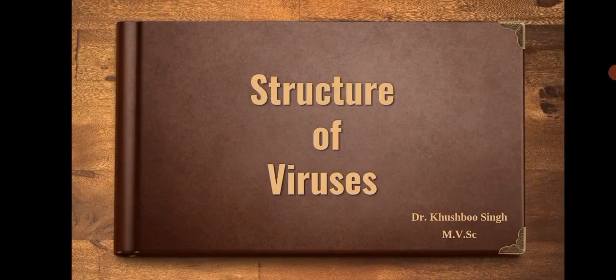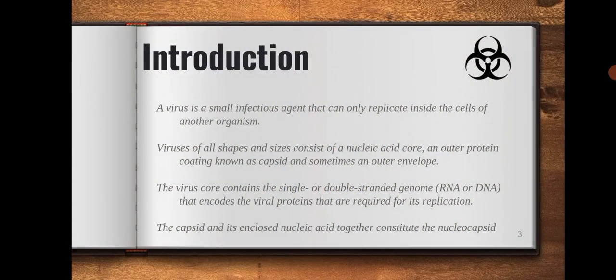Structure of viruses. A virus is a small infectious agent that can only replicate inside the cells of another organism. Viruses of all shapes and sizes consist of a nucleic acid core, an outer protein coating known as the capsid, and sometimes an outer envelope.